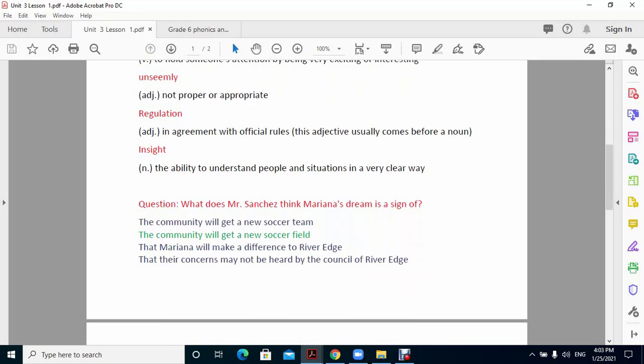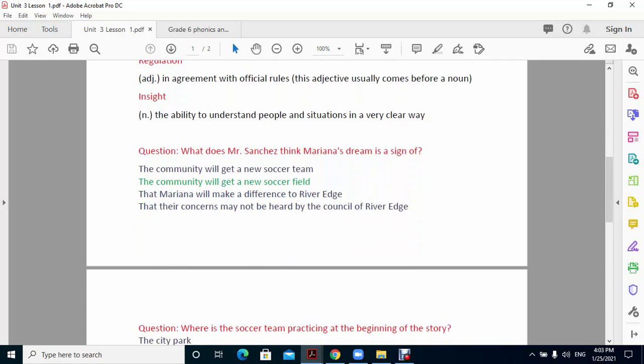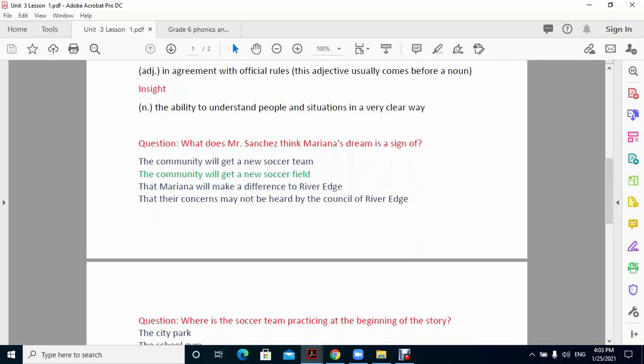In questions, the first one, what does Mr. Shankis think Mariana's dream is a sign of? So there are 4 options, multiple choice question. And the correct answer is in green. The community will get a new soccer field, not new soccer team and not the other 3 options.